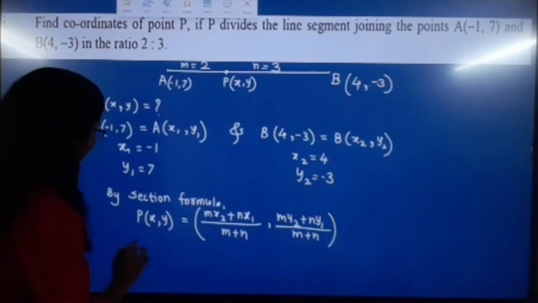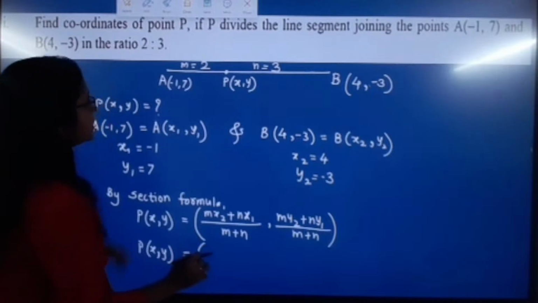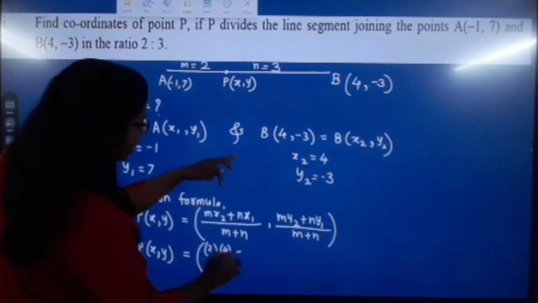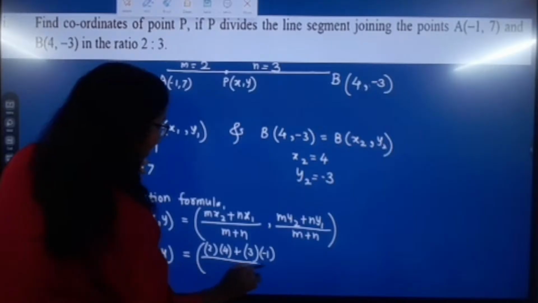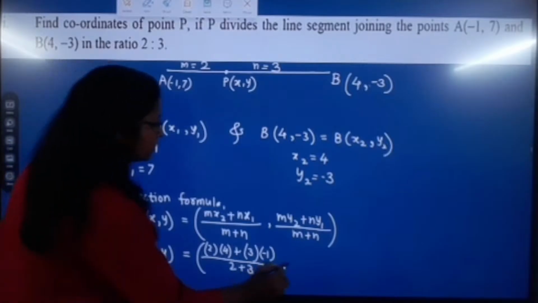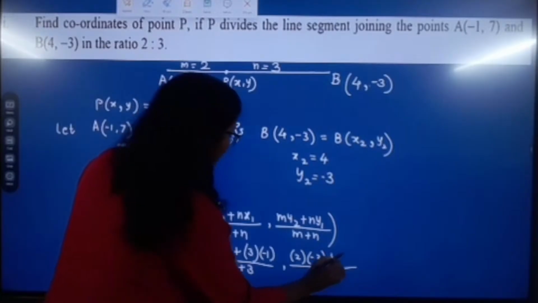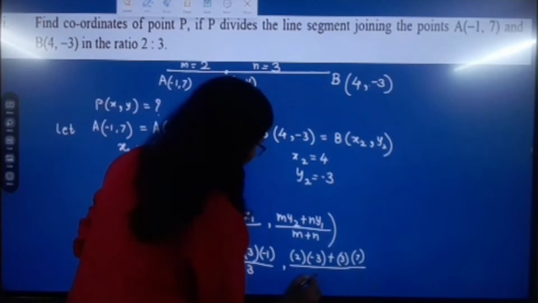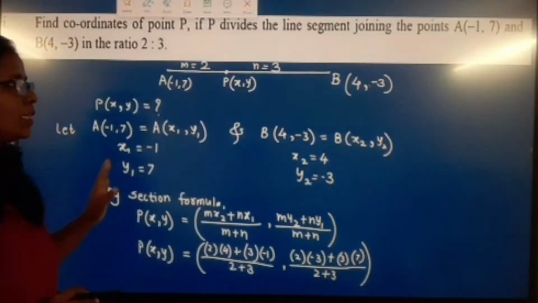Okay, so now, substitution here, students. P(x, y) is equal to (2 multiply 4 plus 3 multiply -1) divided by (2 plus 3), comma, (2 multiply -3 plus 3 multiply 7) divided by (2 plus 3). Bracket complete. Then we have to solve this example.